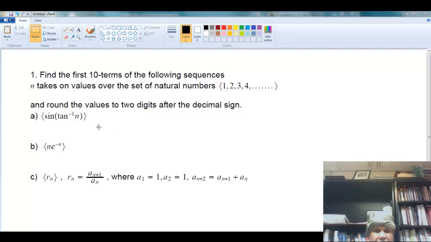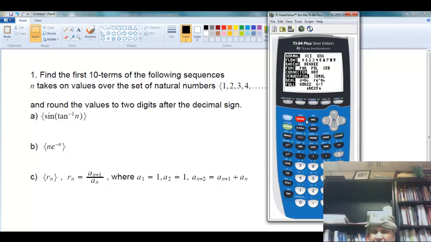Okay, so the first thing I have to do is enter this sequence over here: x divided by x to the power 7, plus 50. Okay, am I good? So this is how my sequence is defined.